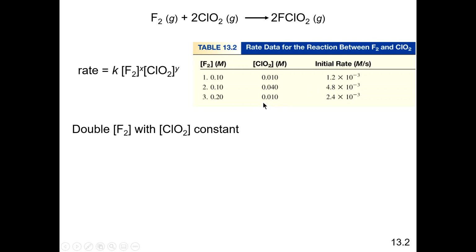So what that tells us is that the rate of the reaction here is only affected by the change in concentration of fluorine because, of course, there's no change in concentration of ClO2, so therefore there's no effect on the rate based on that. So therefore you'll notice that when the concentration of fluorine is doubled, the initial rate is also doubled, all right? So what that means is that there's a linear relationship between the rate of the reaction and the fluorine. So in other words, the order of the reaction with respect to fluorine, x, is equal to 1, all right?